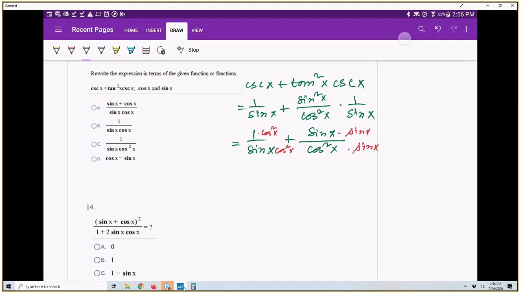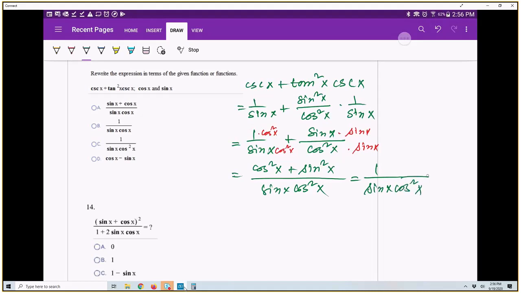What I get? Cosine squared x plus sine squared x all over sine x cosine squared x, the common denominator. But the Pythagorean identity says that cosine squared plus sine squared is 1, so it is 1 over sine x times cosine squared x. And that should be my answer. So it's in number C.